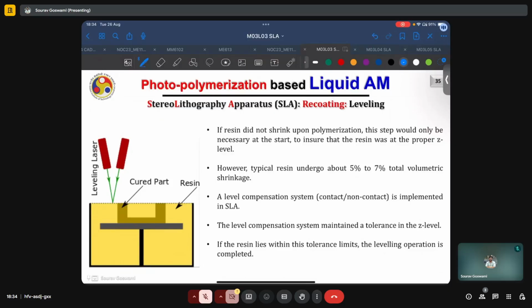The leveling step in the recoating process is described here. So we know that because of the polymerization process and subsequent curing, the resin will undergo some shrinkage. Typically, it undergoes about 5 to 7% volumetric shrinkage. If the resin did not shrink upon polymerization, this leveling step would only be necessary at the start when you expect some liquid currents in the resin at the start of printing in a new layer, and to ensure that the resin in this case was at the proper or desired Z height.